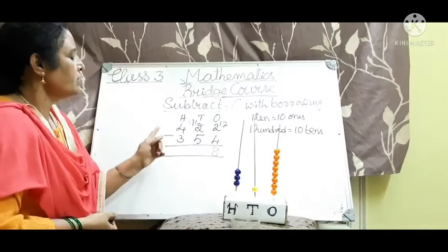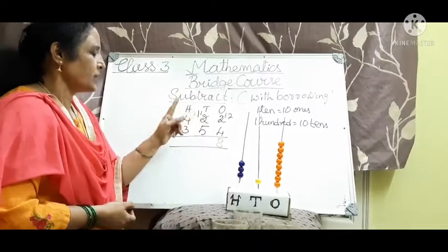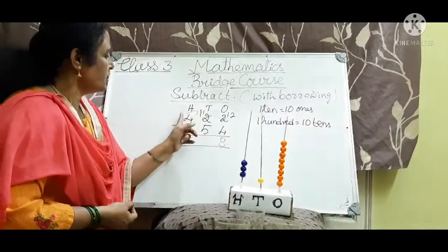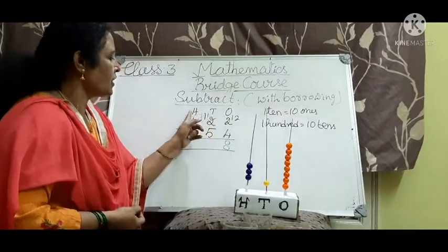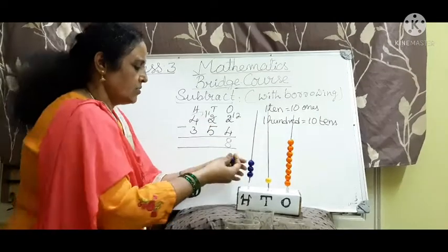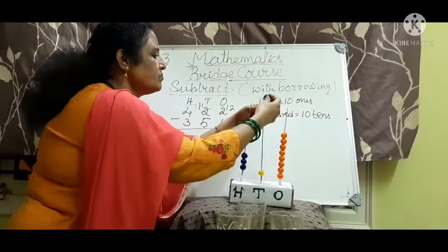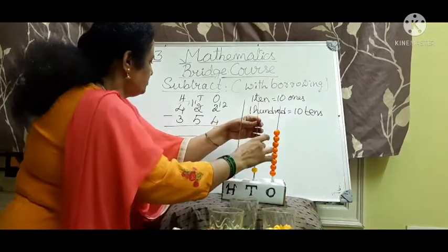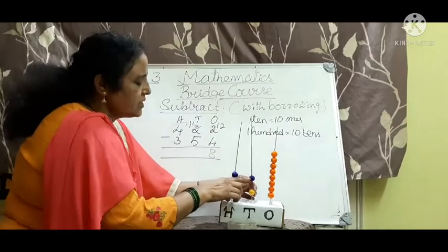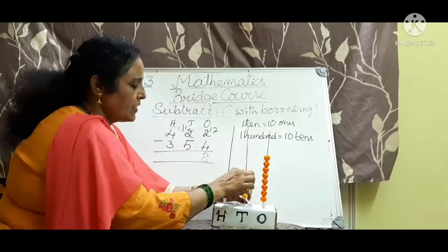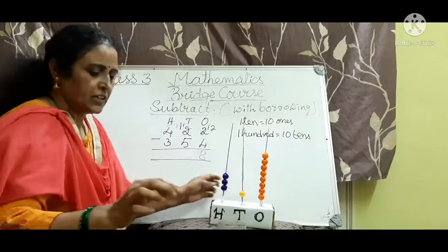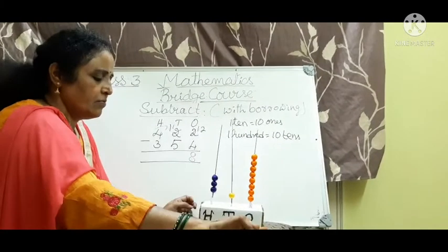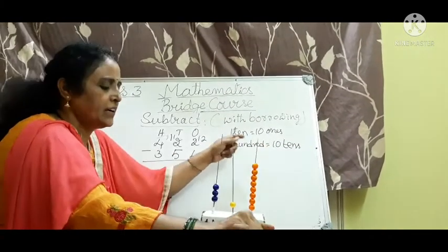Now we will subtract from tens place. Here I borrowed 1 hundred to tens place. Now here this is 100. Then I will convert this 100 into tens. 100 equals 10 tens.